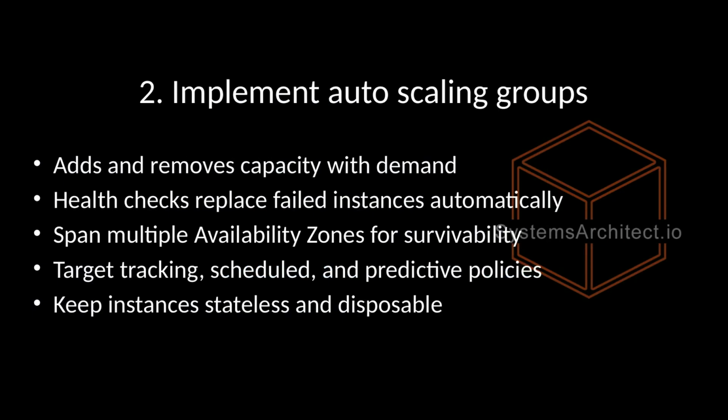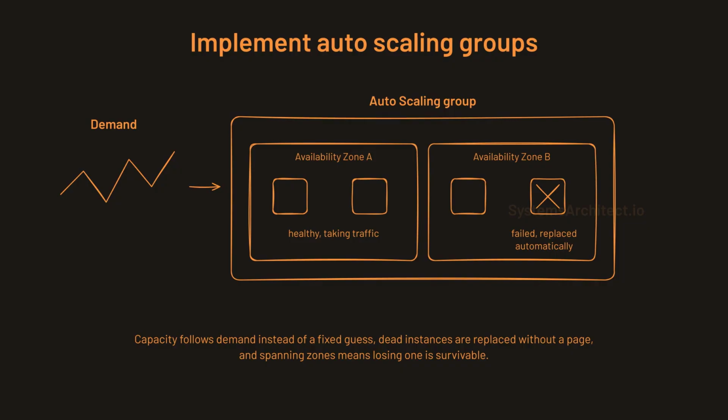2. Implement auto-scaling groups. An auto-scaling group manages a fleet as a single unit. It adds capacity when demand rises and removes it when demand falls. The bigger win is availability. The group health checks its instances and replaces any that fail. Spread it across multiple availability zones and a whole zone can go down.